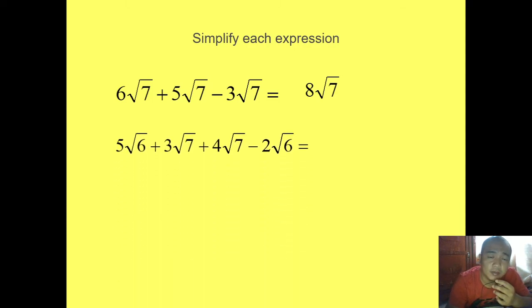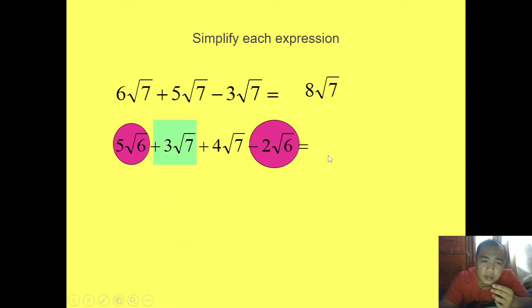Another: 5 square root of 6 plus 3 square root of 7 plus 4 square root of 7 minus 2 square root of 6. So let us group the similar radicals. 5 square root of 6 and negative 2 square root of 6 are similar, so subtract. The answer there is 3 square root of 6. Then another similar, 3 square root of 7 and 4 square root of 7. So add 3 plus 4, 7 square root of 7. So the answer is, from the pink, 3 square root of 6, from the green, 3 plus 4, 7 square root of 7.